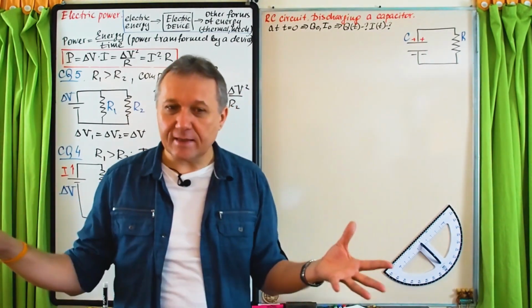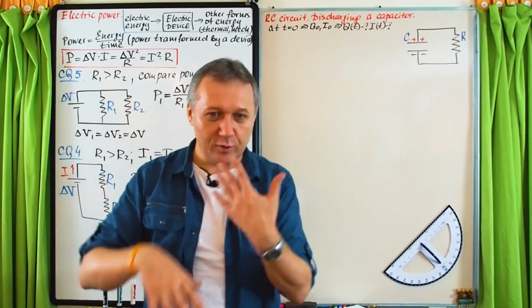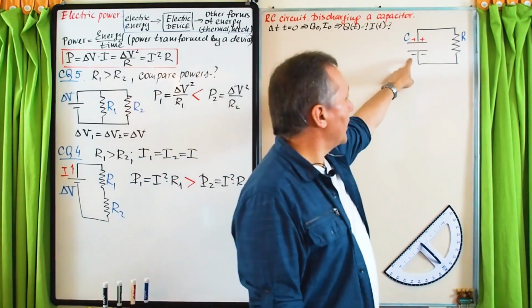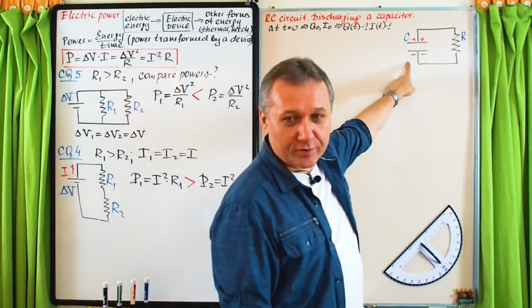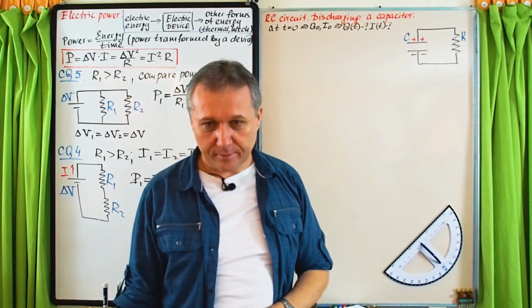Of course, now in this case, battery is not needed. You have capacitor full of charge, so now you need to drain it. You don't need a battery, right? So now we have capacitor fully charged, and we want to drain it through that resistor, right?